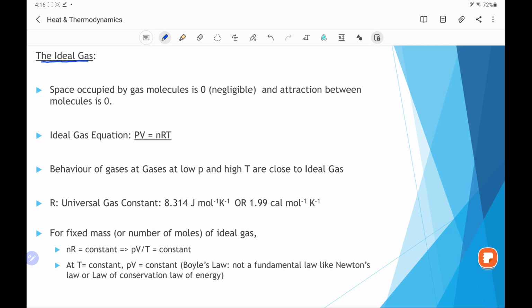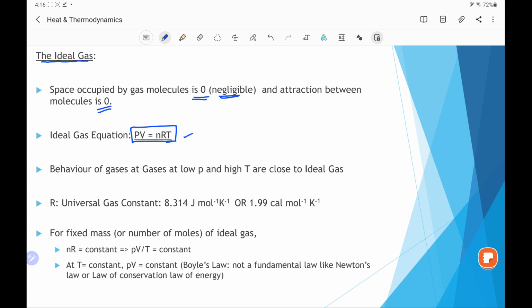The next term is the ideal gas, which we have already discussed in the chapter on gases. The ideal gas is defined by the equation PV equal to nRT. This equation is valid for the ideal gas. A gas whose molecules have negligible volume, and the attraction between these molecules is also negligible, is called an ideal gas.